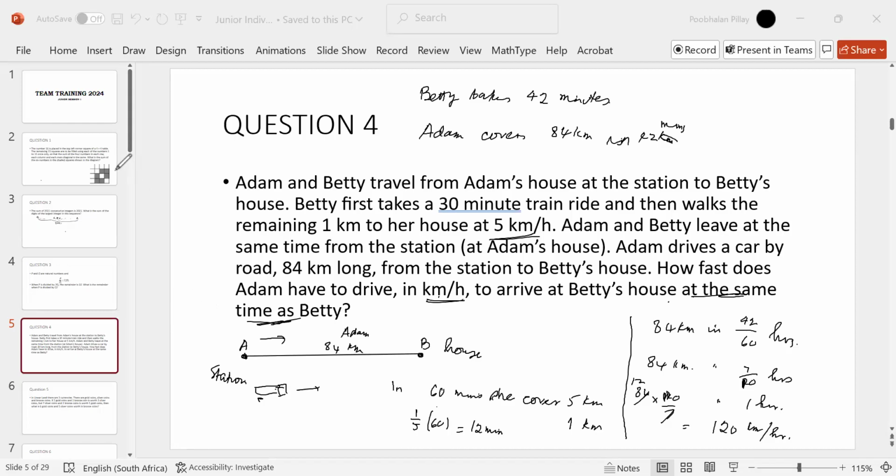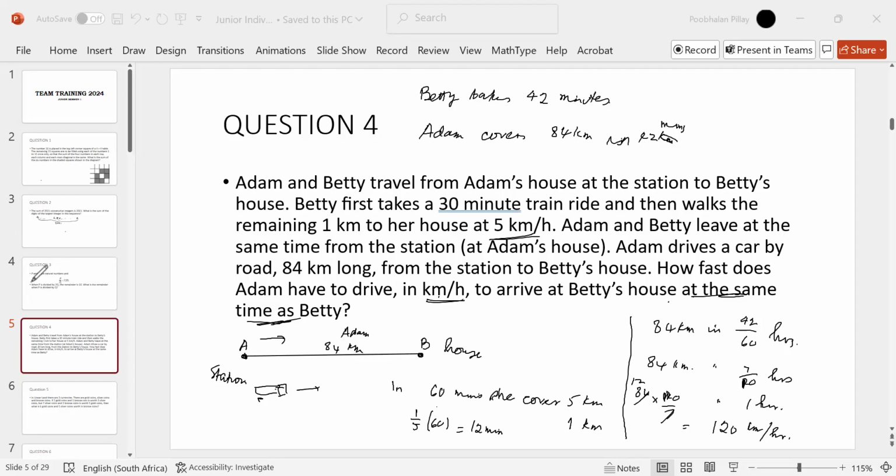Now, I've done this the long way to show you exactly what these things mean, kilometers per hour, and trying to understand the ratio. You see, if he travels 84 kilometers in 42 minutes, then you have to ask yourself, in 60 minutes, how much does he travel? So you just multiply this by 60 over 42. That might be even easier. 60 over 42, and 42 goes into 84 2 times. So 2 times 60 gives you 120 straight away. All right, so that is the way to do it.